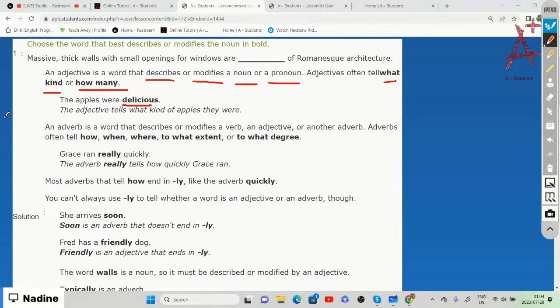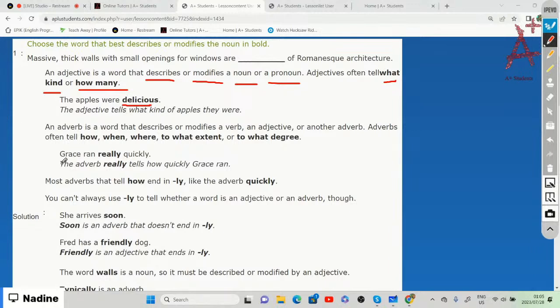So once again, an adjective is a word that describes or modifies a noun or a pronoun, right? It's the same as saying that it tells us about the noun. And adjectives will often tell us either what kind or how many. So if you were to identify the adjective within a sentence, you will ask yourself things like, what kind? Or is it telling me how many? Because that is an adjective.